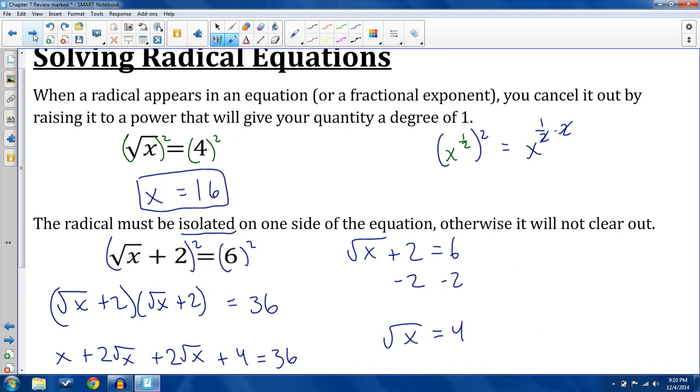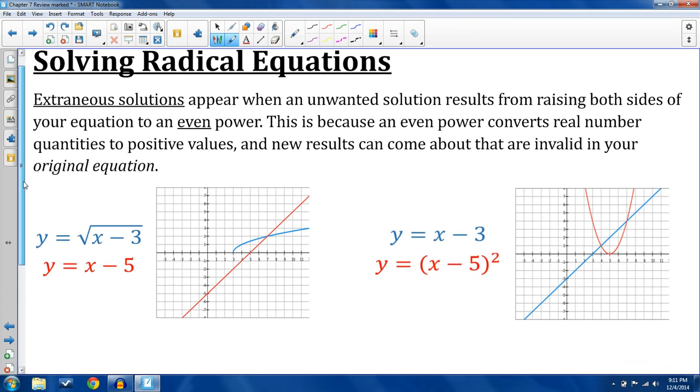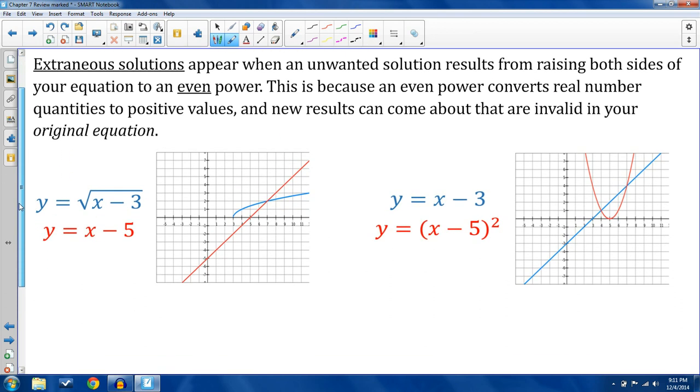Okay, I'm going to show you examples of what happens when you square both sides and you get more solutions than you expected to get. This is because an even power converts real number quantities to positive values and new results can come about that are invalid in your original equation. I won't take too much time explaining that. I explained it in class, and I want to get through all these for you.